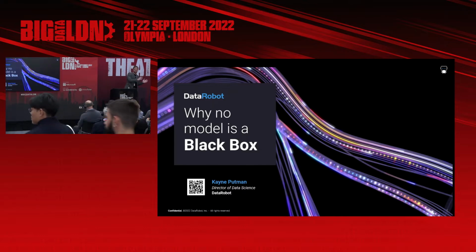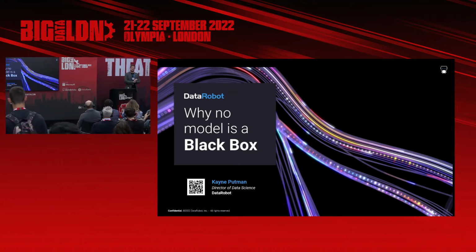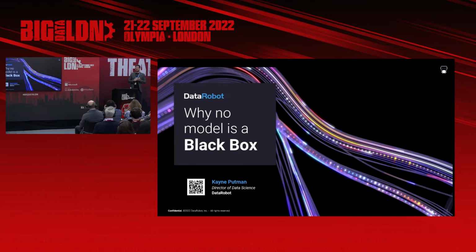I know this is probably one of the last talks of the whole event, so I'm really privileged to be joined by you today. Quick introduction from my part. My name's Kayne. I lead the data science practice at DataRobot in the UK. I've been with DataRobot about 3 years, but I've been in and around data science for about 10 years.